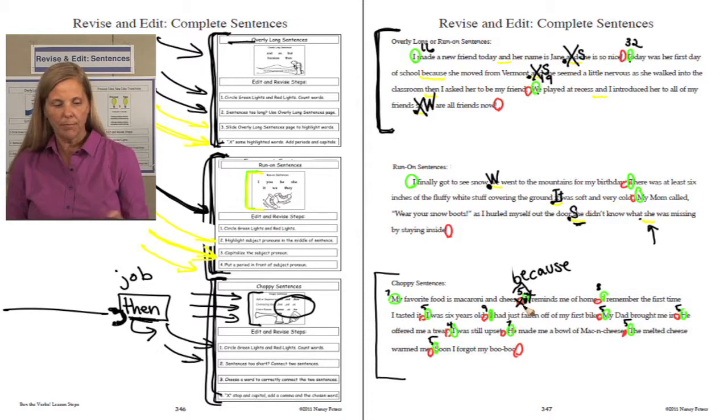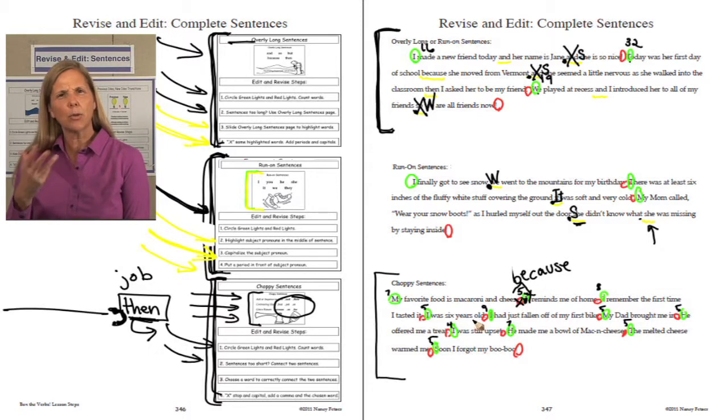Go to the next one. I remember the first time I tasted it. So this sentence is telling you about how you tasted it the first time. I was 6 years old. Is this telling me the reason why? No. Is this giving a sequence? No. Is this the opposite? No. So I'm going to continue on.